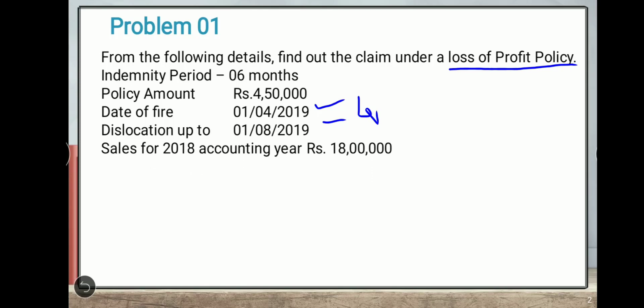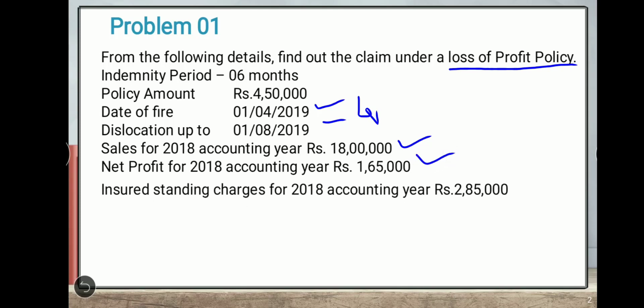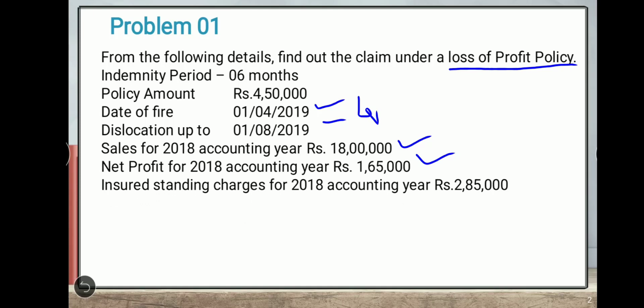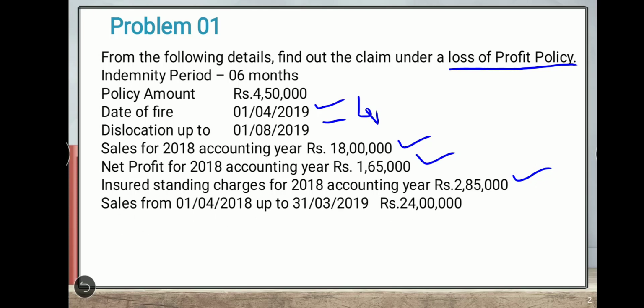Sales for the 2018 accounting year are rupees 18 lakh. So this is the sales given for the previous year. Net profit for the previous year is rupees 1,65,000. So it is again given for the previous year. Insured standing charges in the previous year are rupees 2,85,000. Sales from 1st April 2018 up to 31st March 2019 are rupees 24 lakh.